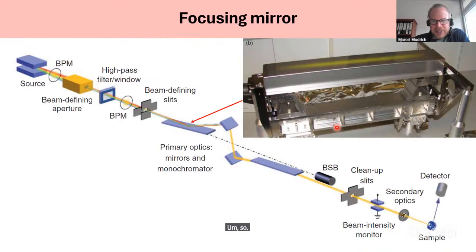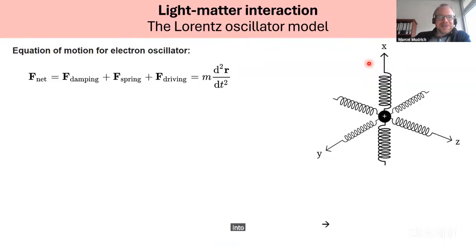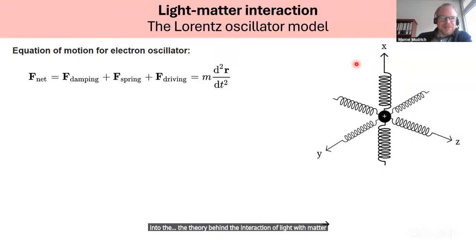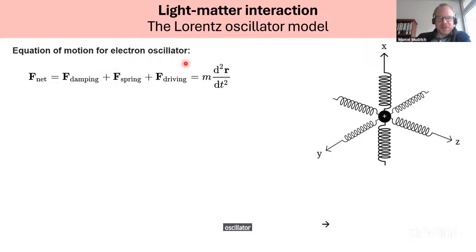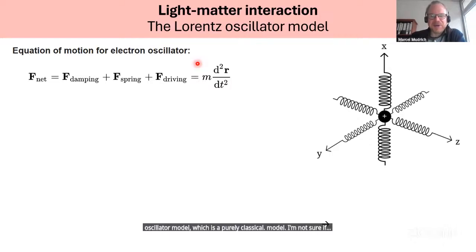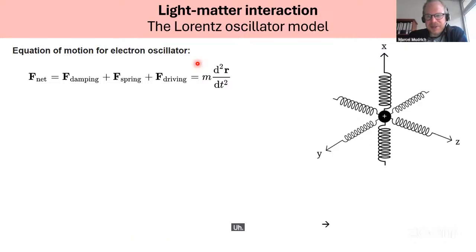So in order to better understand how we can get high reflectivities for the X-ray, I thought it would be a good idea to look a little bit into the theory behind the interaction of light with matter. And one very simple but still very instructive model is the so-called Lorentz oscillator model, which is a purely classical model. I'm not sure if any of you have heard about this Lorentz classical oscillator model, but it's a very instructive model in optics.